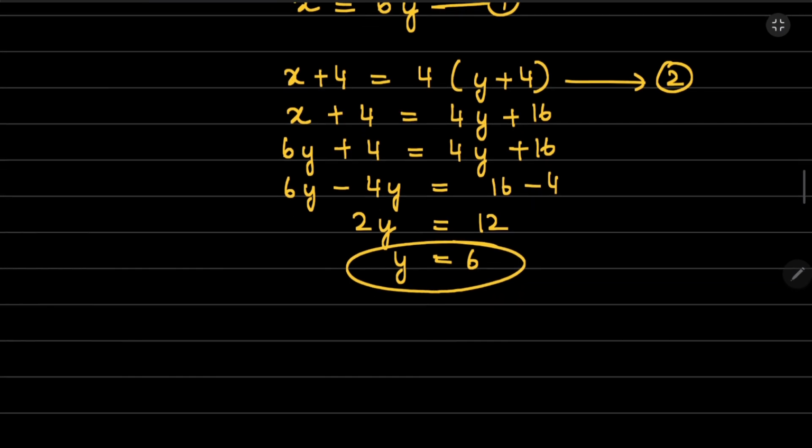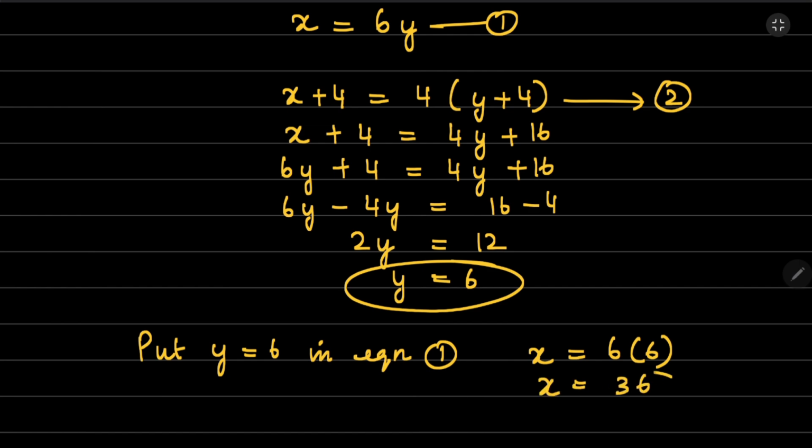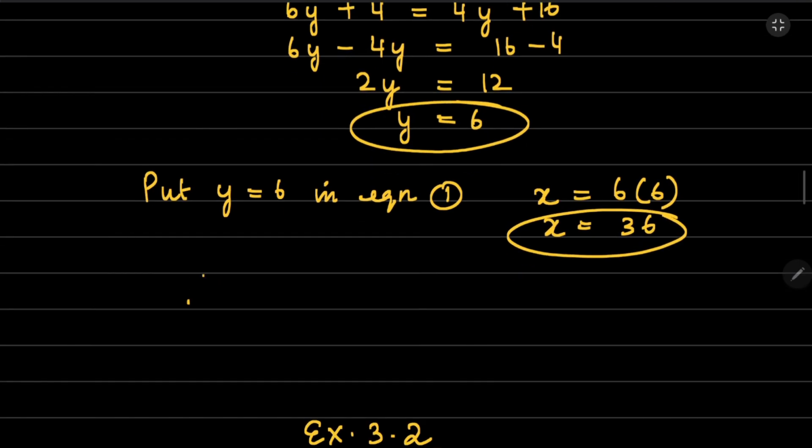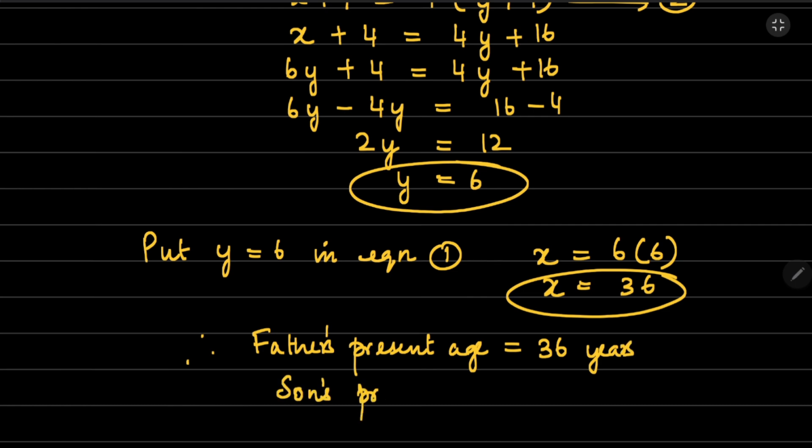So 2Y equal to 12, Y is equal to 6. Y is the son's age. Now put Y equal to 6 in equation 1. So you will be getting X equal to 6 times 6, which is 36. So we have got X equal to 36 and Y equal to 6. Therefore, father's present age is equal to 36 years and son's present age is equal to 6 years. That's your answer.